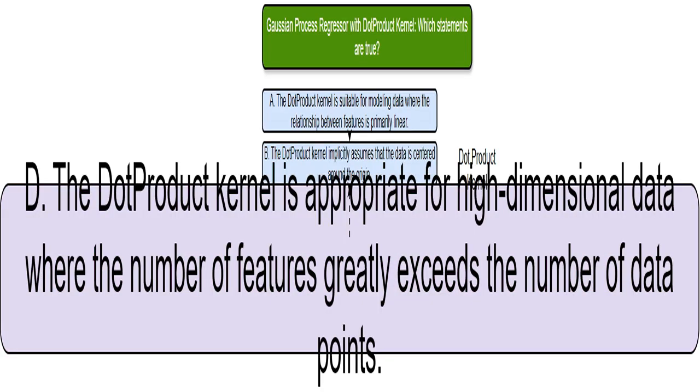I disagree with statement D. When you have many more features than data points, it's called the curse of dimensionality. With that, using the dot product kernel can be problematic and lead to overfitting. You'll want to consider other kernels more appropriate for higher dimensions.